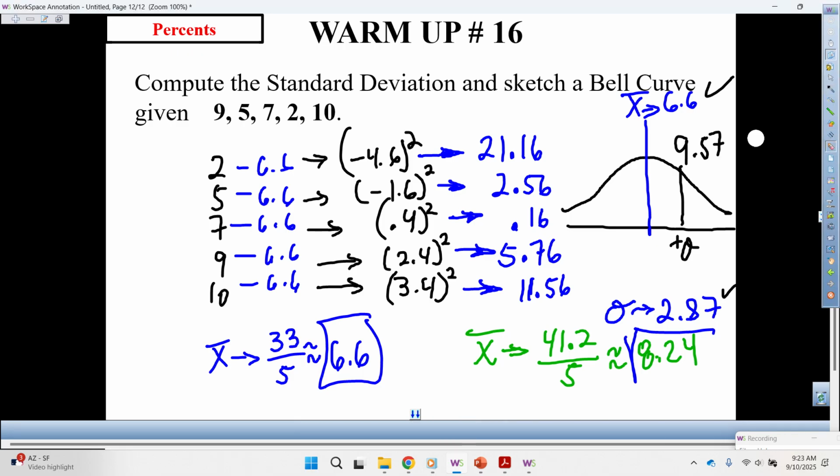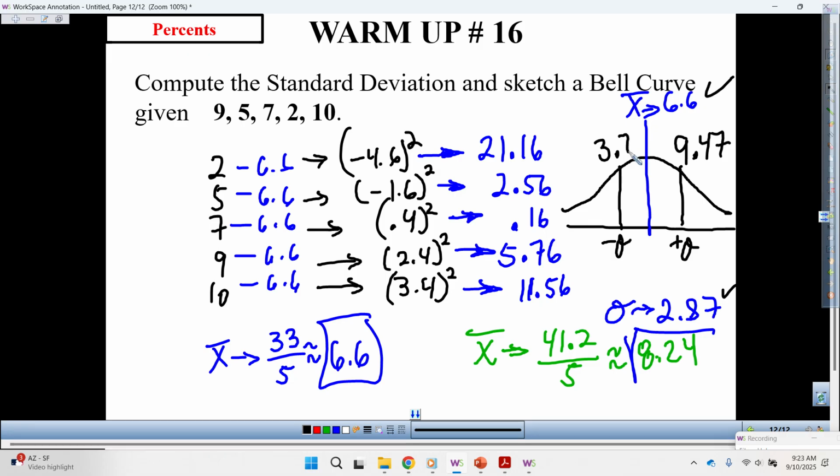9.47. Yeah, I did that on purpose, to see if you're paying attention. 9.47. All right. And then if we go one deviation down or below, 6.6 minus 2.87, that should be 3.73. Telling you. So that means this is what, guys? This is the norm. Label that, please.